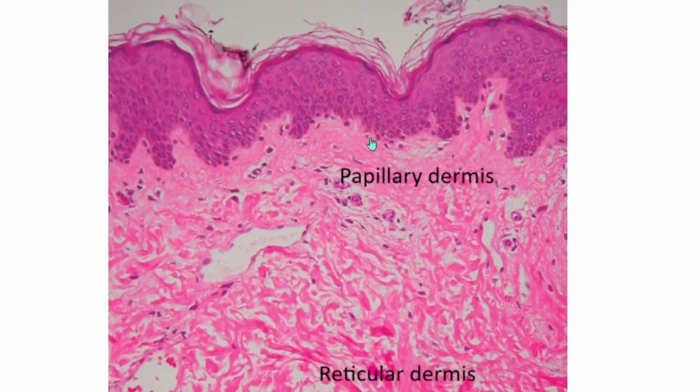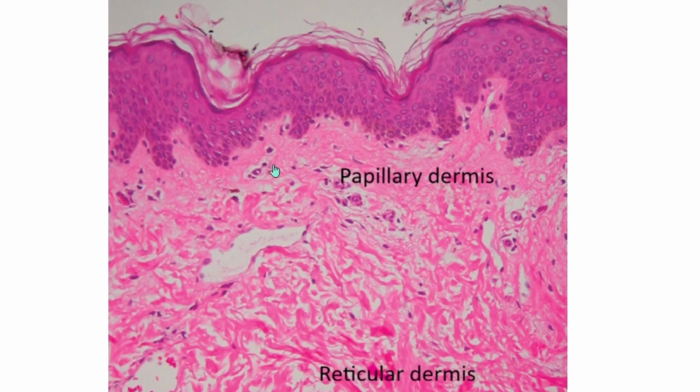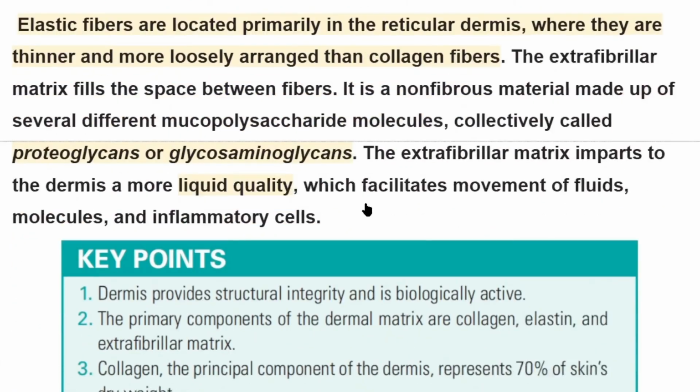This histology is showing the skin structure. Here we have the epidermis, and here we have the dermis. As we can see, the dermis is much thicker than the epidermis. In the dermis, as we said, we have papillary dermis and reticular dermis. In the papillary dermis, we have fine, loose collagen strands, and in the reticular dermis, we have thick and dense collagen strands.